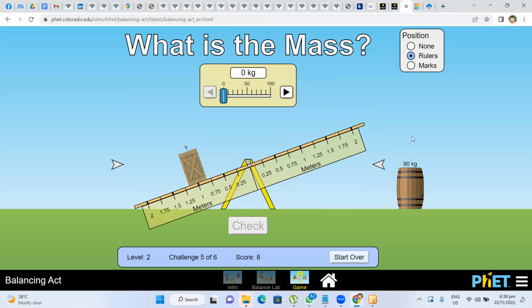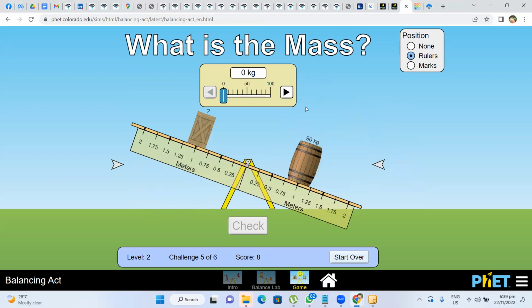I will assist you. Here you have 90 kg. First, I'm putting the same distance. So you can see the right goes down. Then what do I need to do? How can I balance? You have to tell me. Anjana, then how to make a balance?